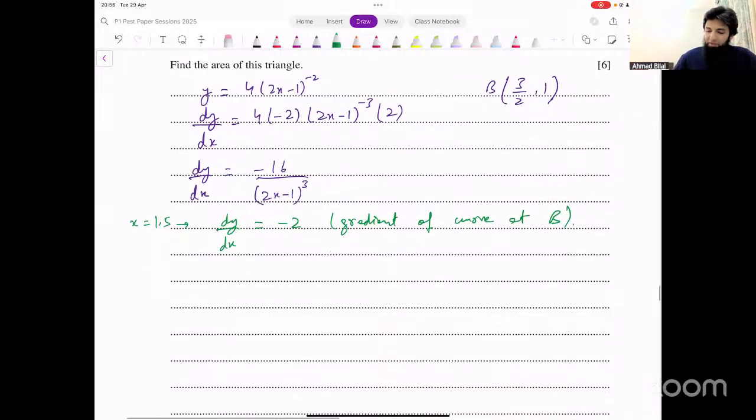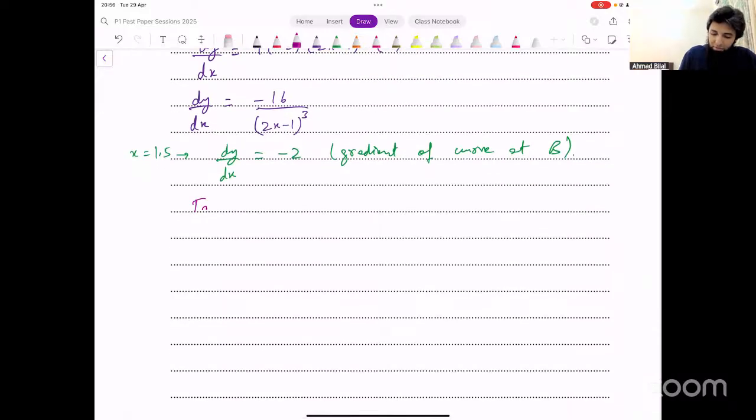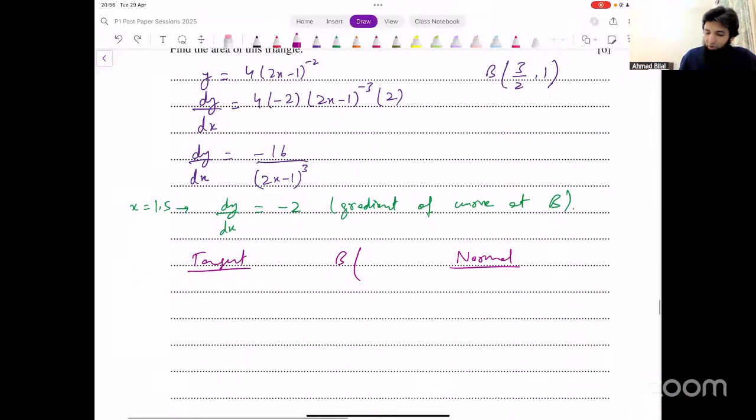Now, how do you find the tangent and normal at that point? We need a point and the gradient for the equations of these lines. The point is common between both of these. That's 3 over 2 and 1, the point B. What's the gradient of the tangent? Gradient of the tangent would be the same as the gradient of the curve, which is minus 2. Gradient of the normal is the negative reciprocal of that. Change the sign, take reciprocal, and that gives you 1 over 2.